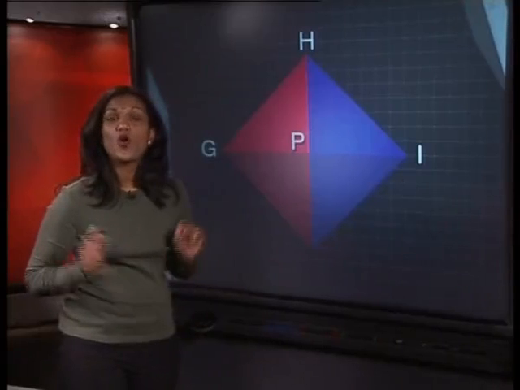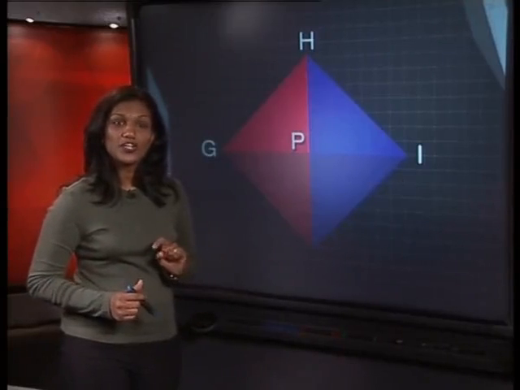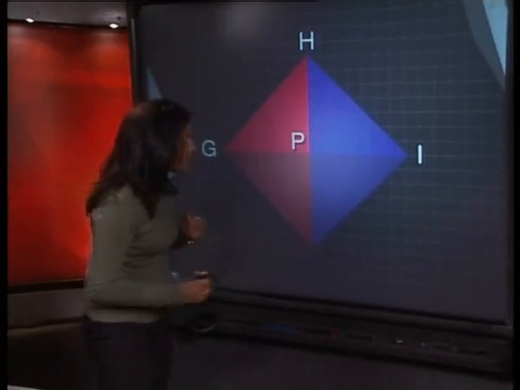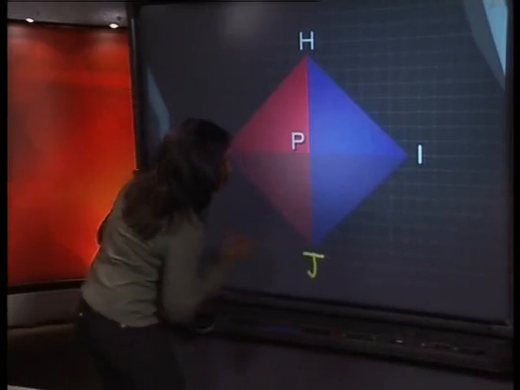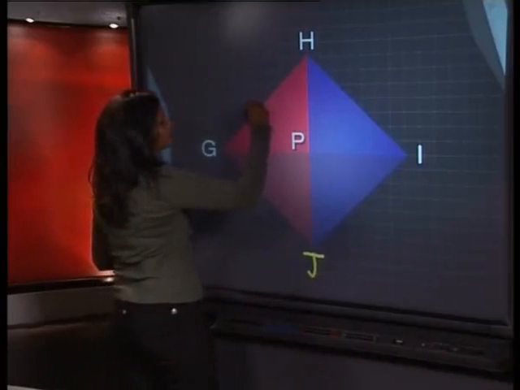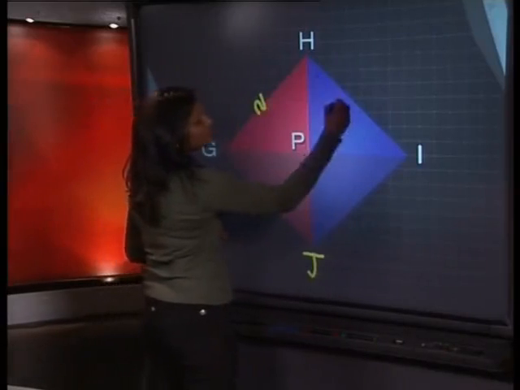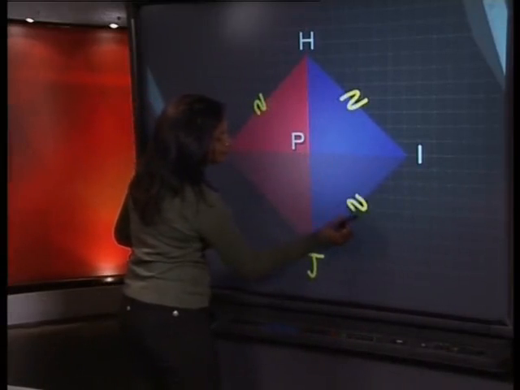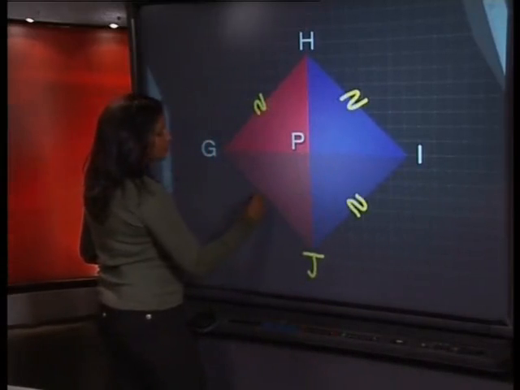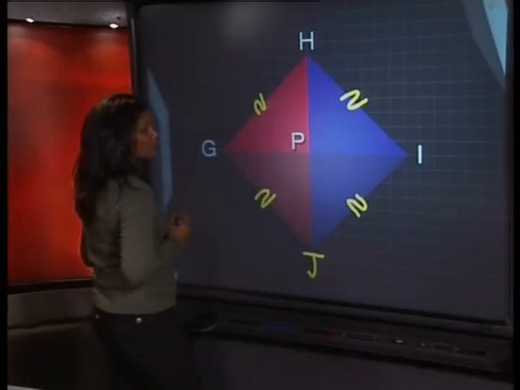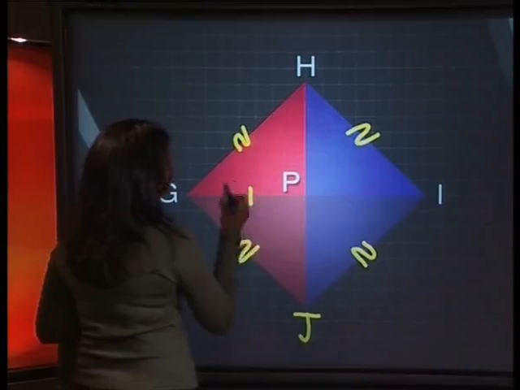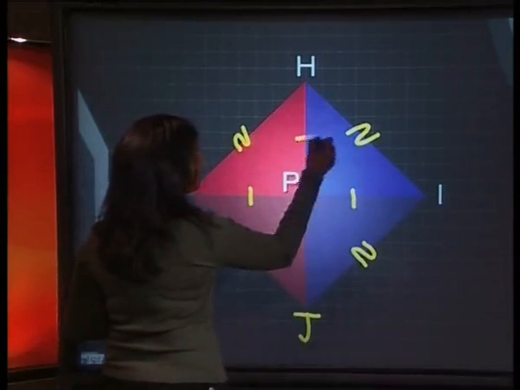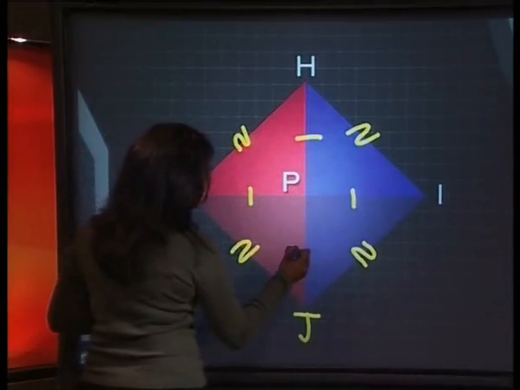The triangles are all the same. They are all congruent. Let's show this on the diagram. We'll start by labeling our new point J. We know that GH is equal in length to HI, is equal in length to IJ, is equal in length to GJ. We also know that GP is equal in length to PI. We know that HP is equal in length to PJ.